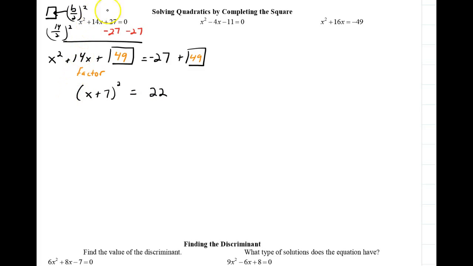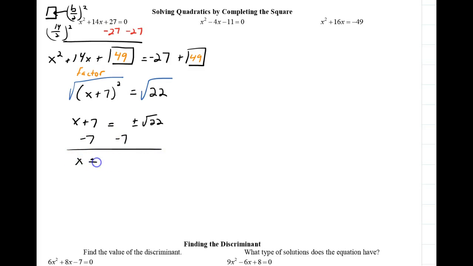Now we square root. And so we get x plus 7 equals plus or minus the square root of 22, minus the 7 over. So we get x equals negative 7 plus or minus the square root of 22. And then you just plug this in on your calculator. So when you put this in your calculator, you get negative 2.31 or negative 11.69.